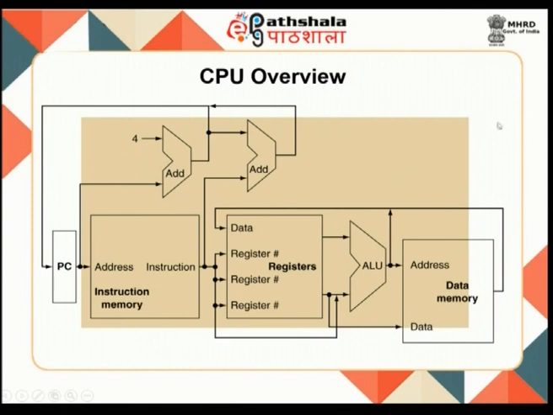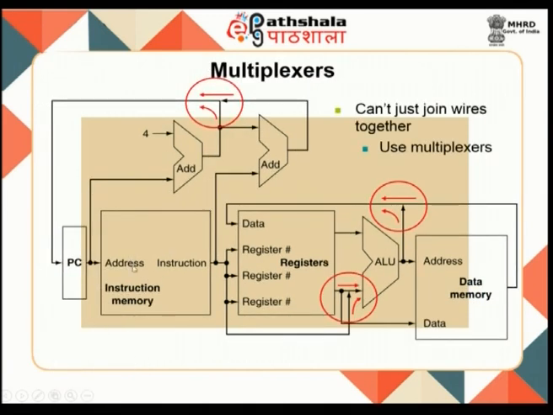Now, this is a brief overview of your CPU. We will keep refining this as we proceed. So, you have the program counter here. The program counter value is used to address the instruction memory here, and you get the instruction from here. So, this instruction is decoded here. Once you decode it, you have the register specifiers available. So, read it from the register file and store it here.